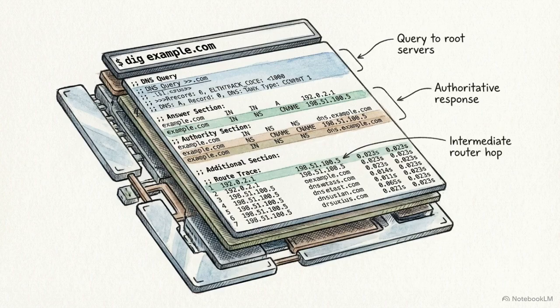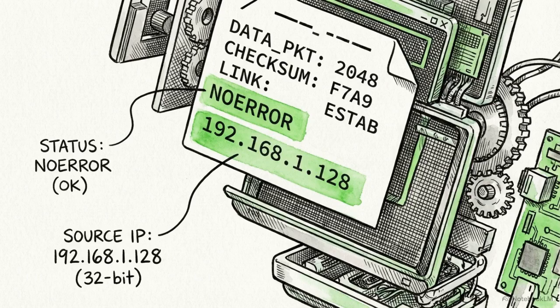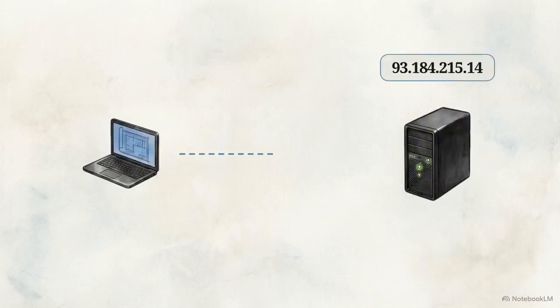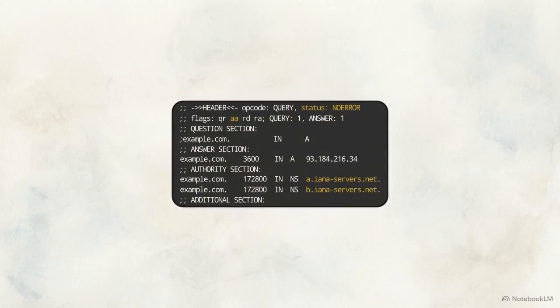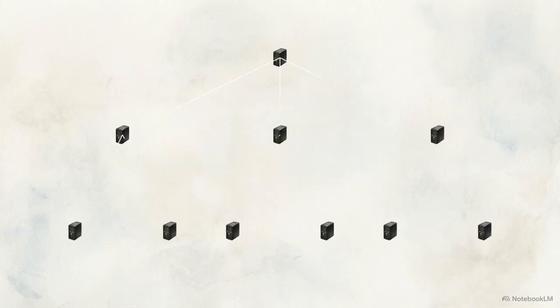Executing the dig command forces the system to reveal the technical mechanics behind a standard hostname resolution. A successful response returns a no-error status code and a 32-bit IP address, providing the destination required for the device to route its traffic. To troubleshoot complex network failures, professionals must look past that final IP address and reverse engineer the metadata within this terminal output to understand the distributed hierarchy beneath it.